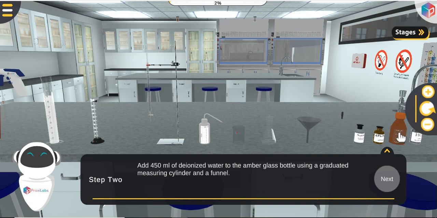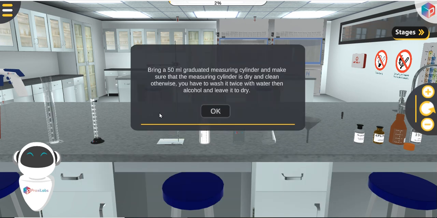This is the amber bottle here. Remove the cover. Okay. Place the funnel on it. Then I'll take my 450 ml of water and pour it into the amber bottle. That is done. Okay. Now you bring in a 50 ml graduated measuring cylinder and make sure that the measuring cylinder is dry and clean. Otherwise you have to wash it twice with water and then rinse it with alcohol.